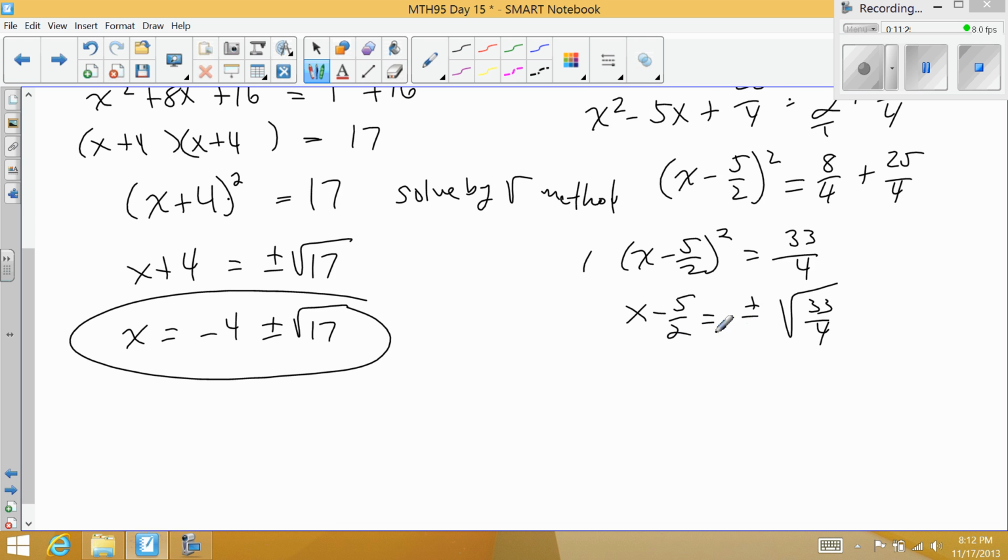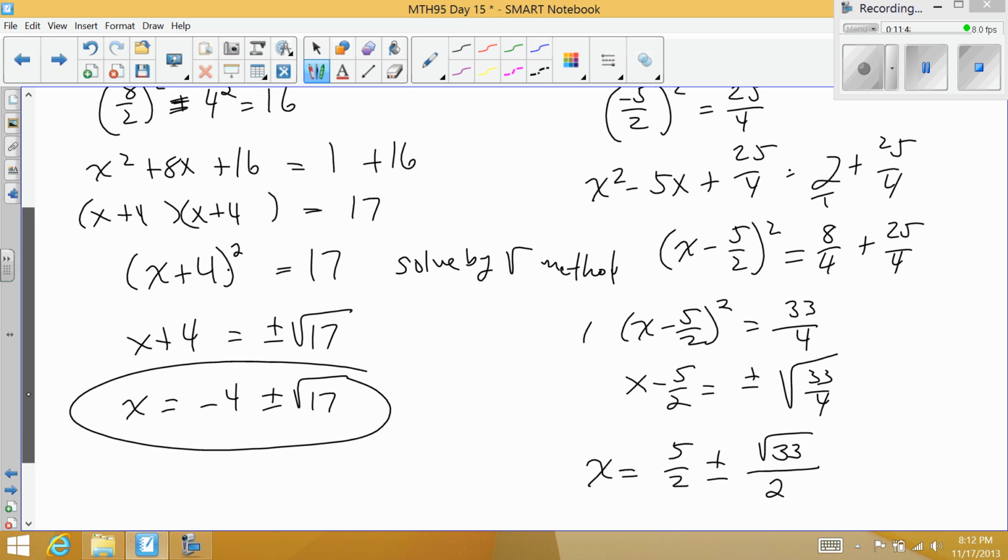And then I can bring the 5 halves to the other side, adding 5 halves to both sides. I could clean this up a little bit. I can't do much with the square root of 33, but the square root of 4 is 2. And so again, final result.